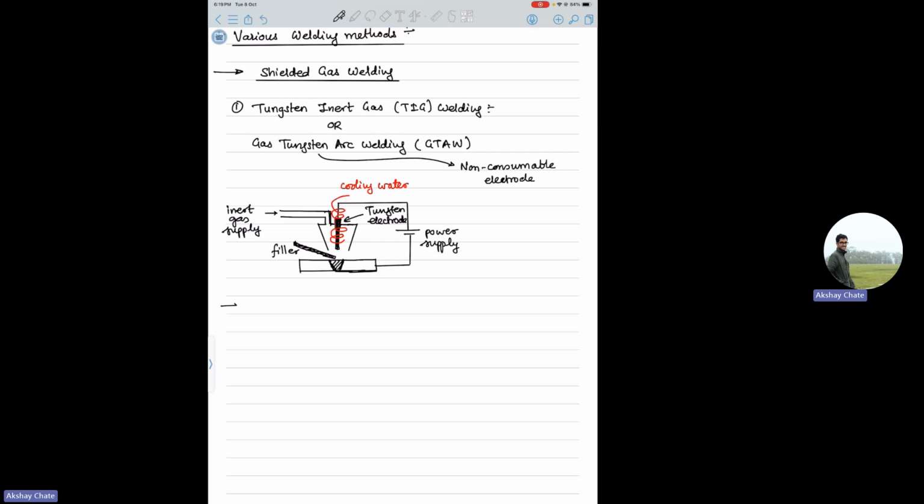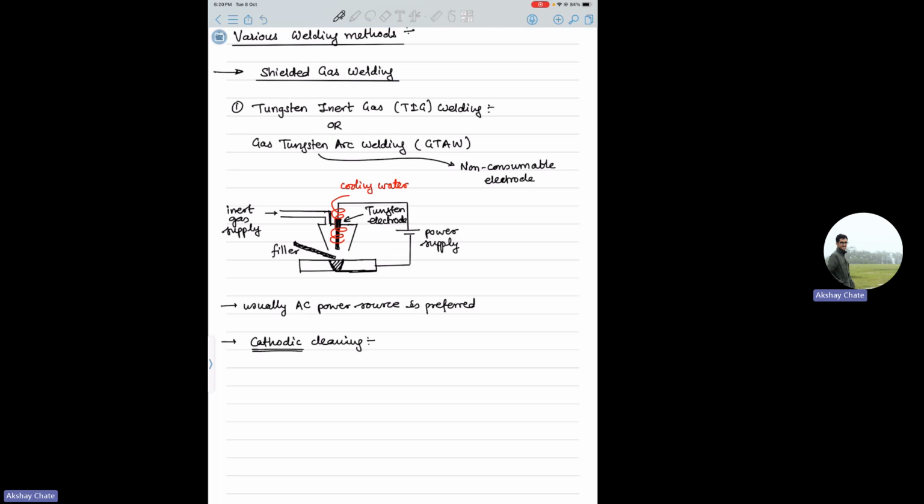So some bullet points about this: TIG welding usually, AC power source is preferred. Okay, so that way there will not be more heating, neither on the electrode nor on the workpiece. So what happens, there is something called cathodic cleaning. Okay, so cathodic cleaning is a phenomenon in which, as the name suggests, cathode.